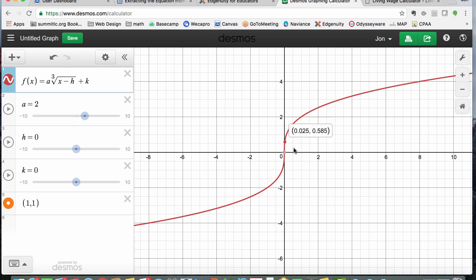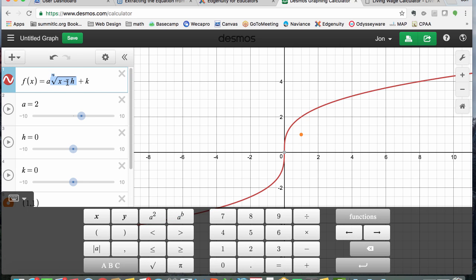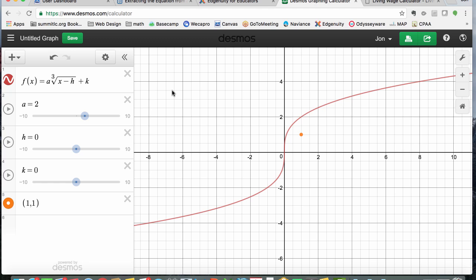So the domain is all real numbers and the range is all real numbers. There's no limitations in my domain and range, because with the cube root, I can take the cube root of negative numbers. The square root, I can only take the square root of things that are zero or greater. But with cube root, I can take the cube root of all real numbers. So there's no limitation to the domain or range.